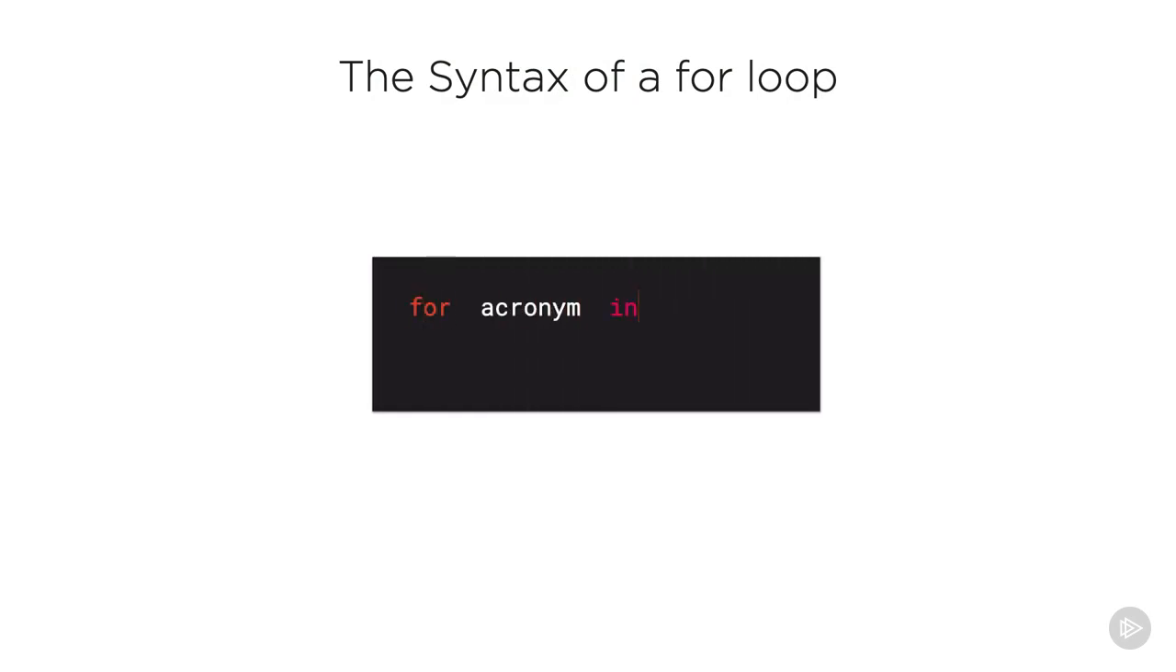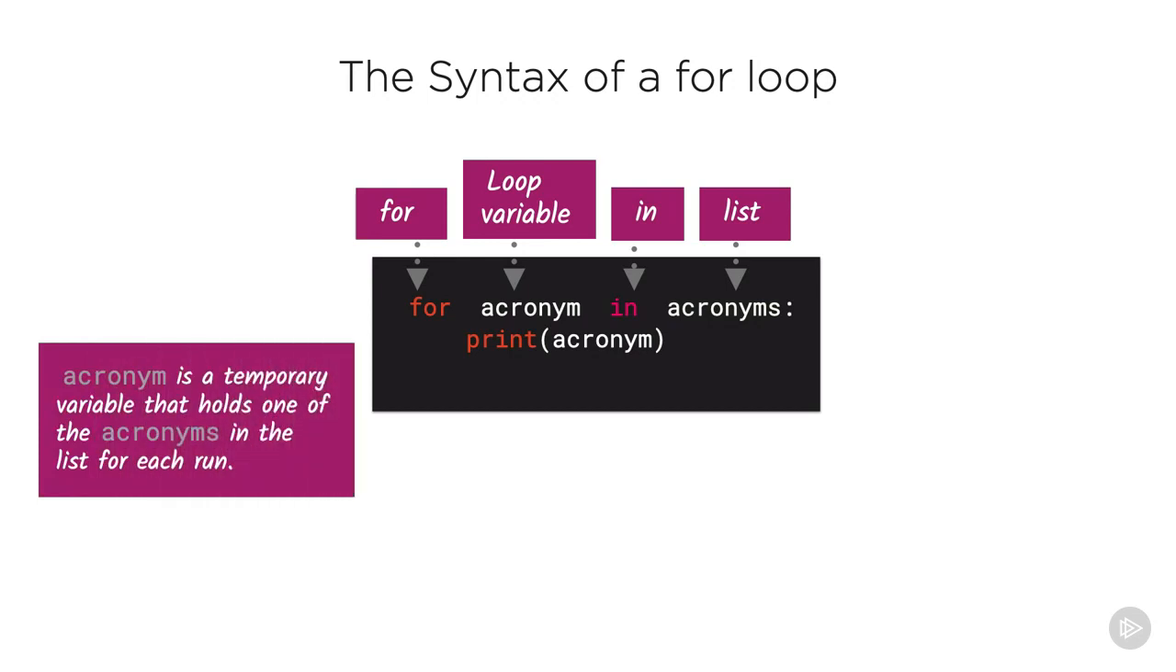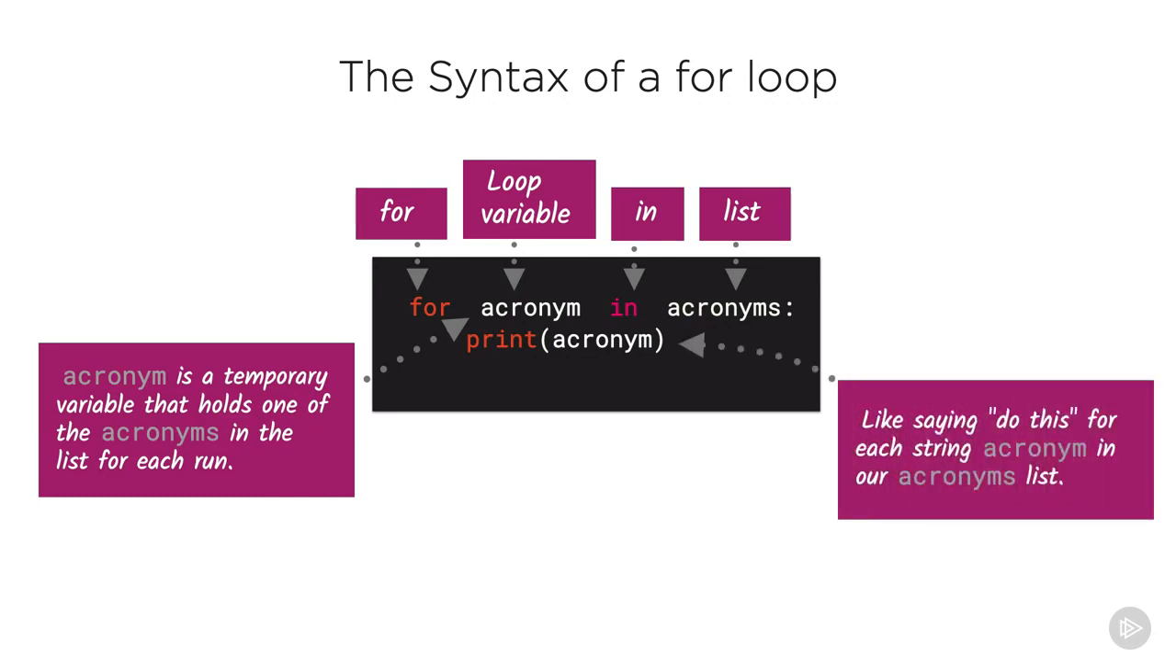A for loop looks similar to the if statement we saw before that checks if an item is in a list. We have the keyword for, the loop variable, the keyword in, and then the list we're checking. Here, the loop variable acronym is a temporary variable that holds one of the acronyms in the list for each run of the loop. You can think of this loop like saying, do this block of code for each string acronym in our acronyms list.